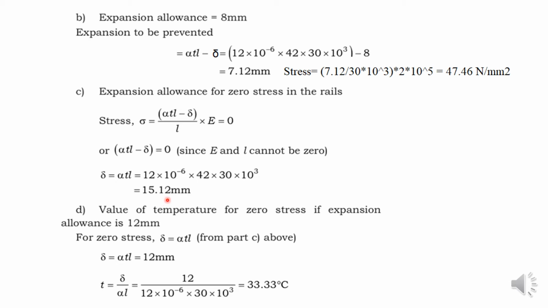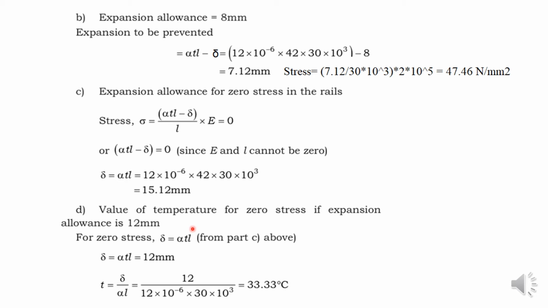Okay. Now the next question: we have to find the value of temperature for zero stress if the expansion allowance is 12 mm. In the third case, we found the value of expansion allowance. In this case, the expansion allowance is given in the question, and instead we have to find the value of temperature.